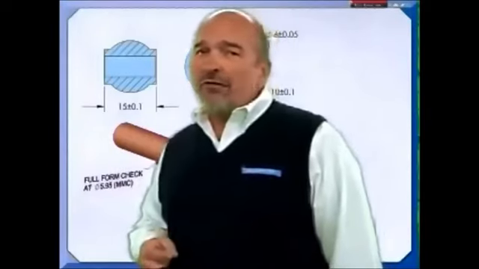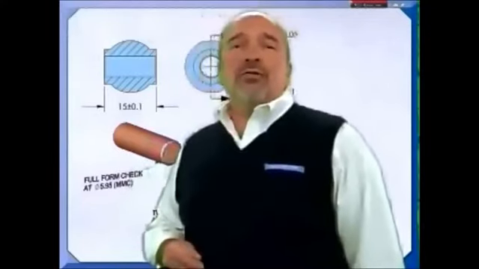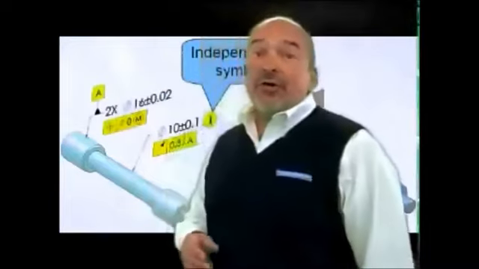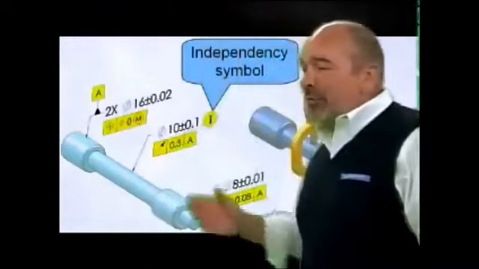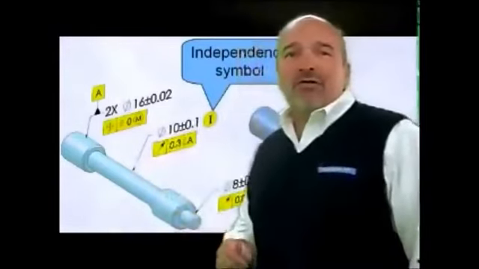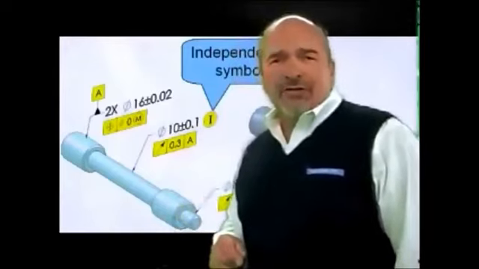You could always override this rule with a note in the past, but now, as of the 2009 standard, we have a symbol that will do the trick. It is the independency symbol. On this drawing, the independency symbol has been applied to the 10 millimeter diameter shaft. This means that the form control of this feature is totally independent of the size limits.